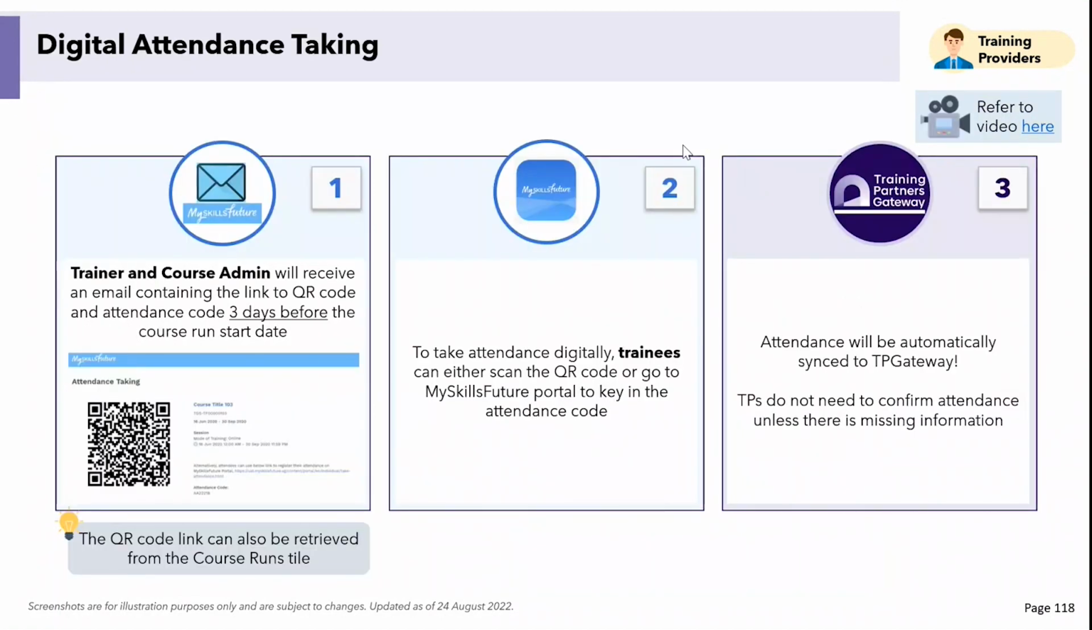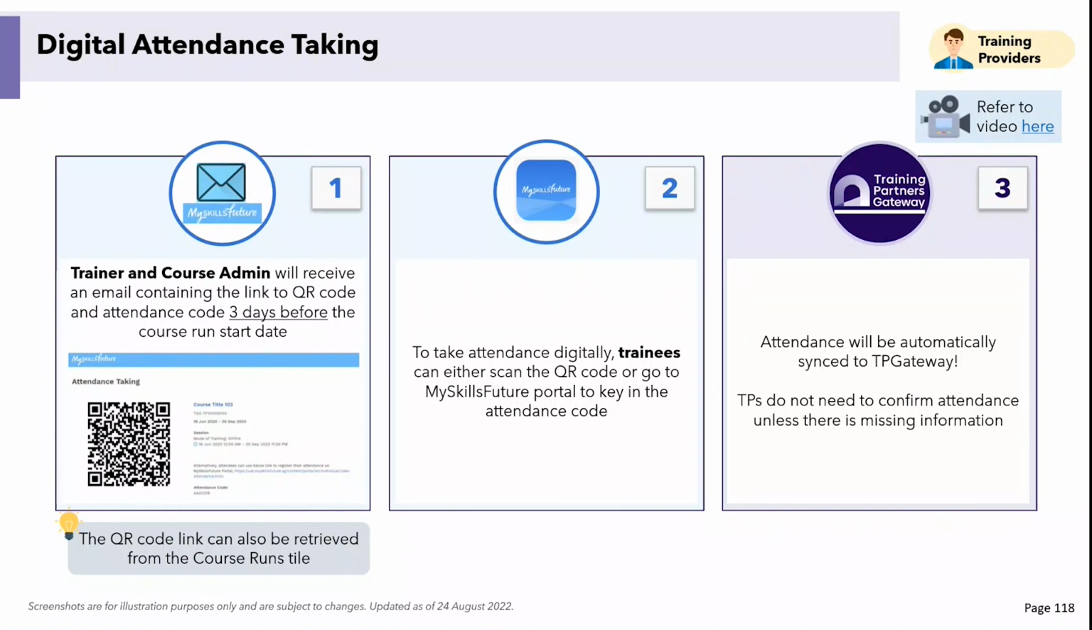So 3 days before the course start date, the trainer and the course admin will receive an email containing the link to the QR code and attendance code for trainees to scan and mark their attendance. Note that this email will only be sent to these two individuals in your organization. However, if you are neither the course admin or the trainer, you can retrieve the link to the QR code from the course run tile directly.